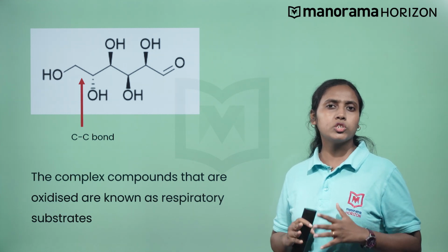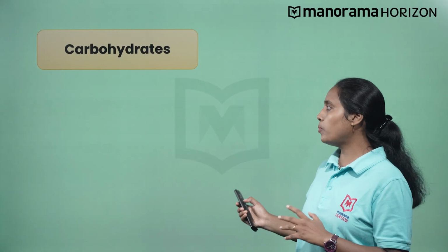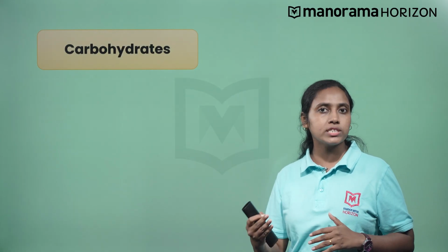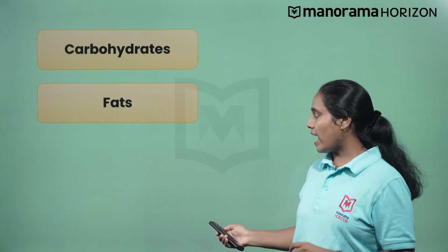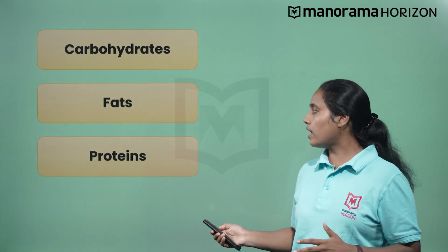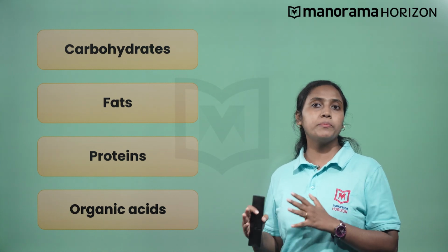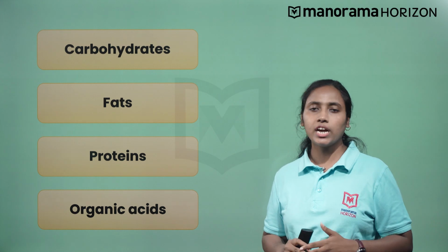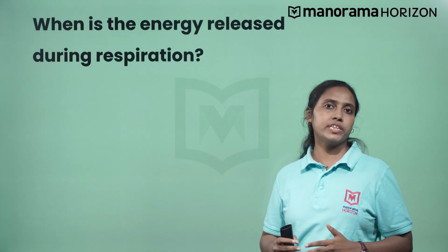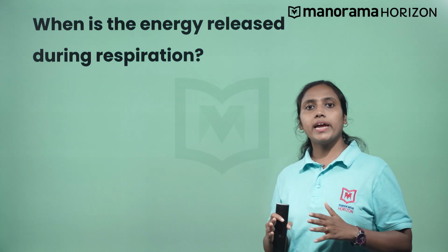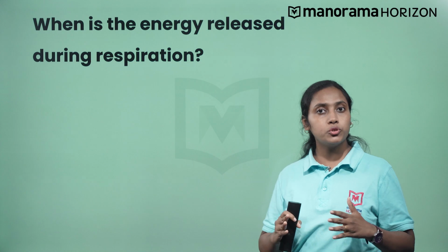Do you know the most common respiratory substrate? Yes, it's carbohydrates that get oxidized to release energy. But fats, proteins, and other organic acids can also be used as respiratory substrates in special conditions. Now, when is the energy released during respiration? By the end of the whole process or step by step during the process?